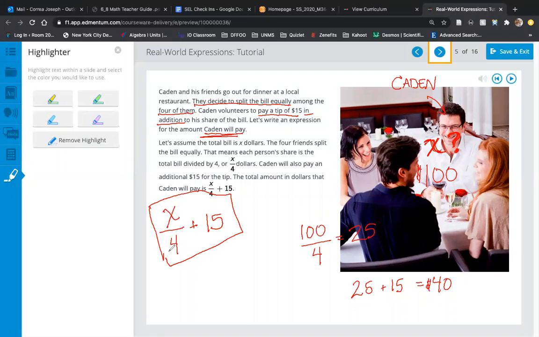If they asked us for how much everybody is paying all together, that would be a different expression, right? That would just simply look like, okay, so altogether it costs X dollars plus $15.